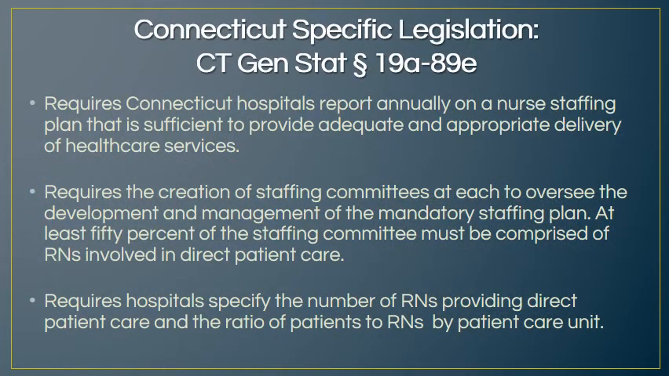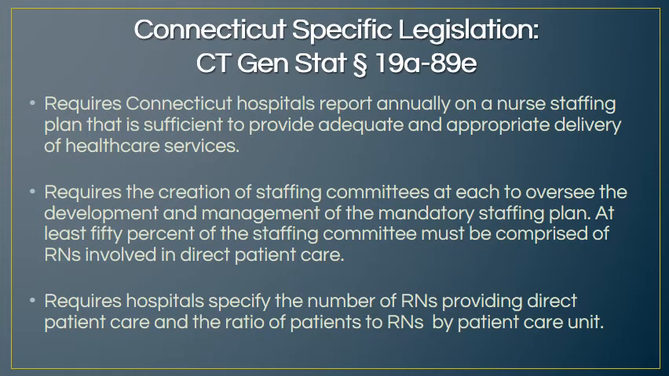The second active statute, Connecticut General Statute 19a-89e, requires that each Connecticut hospital licensed by the Department of Public Health must report annually on a prospective nurse staffing plan that is sufficient to provide adequate and appropriate delivery of healthcare services. The plan must promote collaborative practice at the hospital level to enhance patient care.